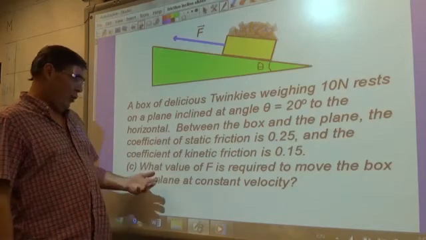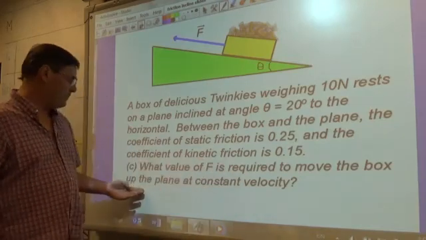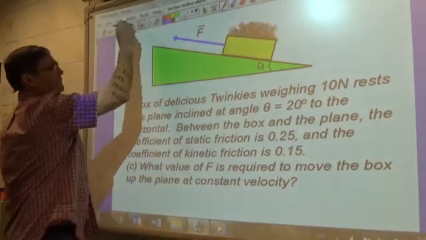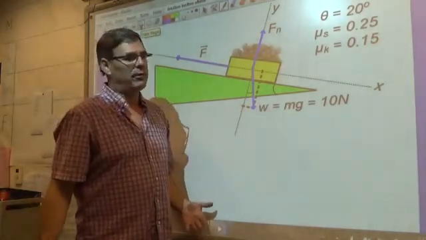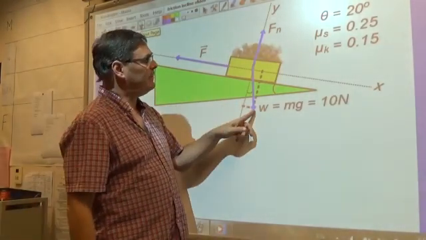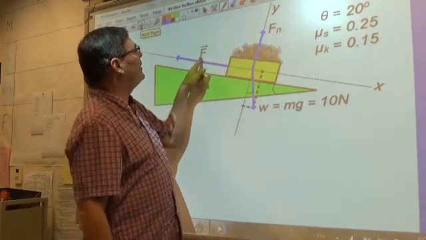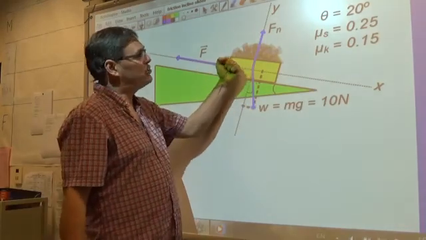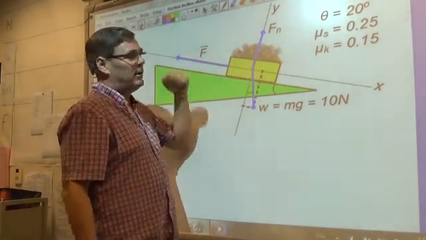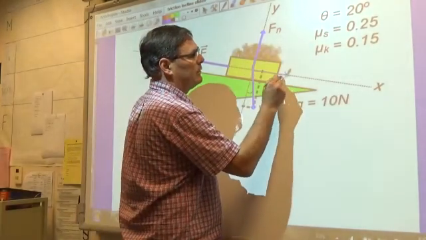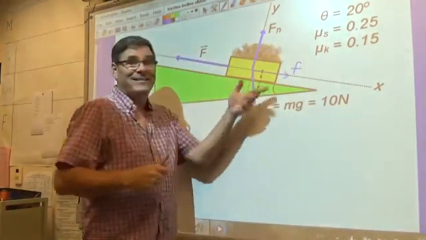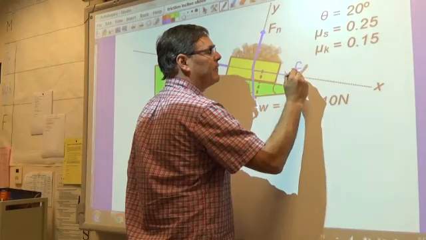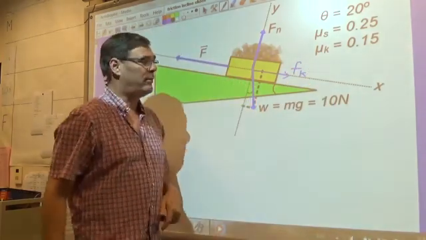Lastly, let's calculate what is the value of F required to move the box up the plane at constant velocity. Okay, step one, draw the force diagram. These forces are still the same. The weight is still there. The normal force is there. The pulling force that we're pulling with is still there. But where's the friction? Well, we're trying to pull the box up the ramp, so the friction is down the ramp. And remember now, it's sliding up the ramp at constant velocity. So that means we're going to use kinetic friction because it is sliding on the ramp.